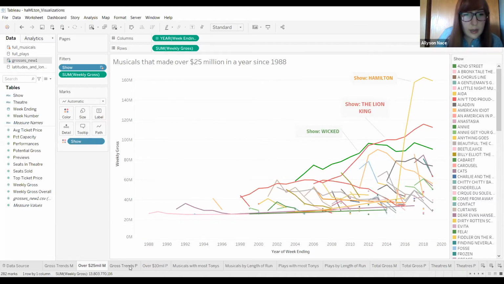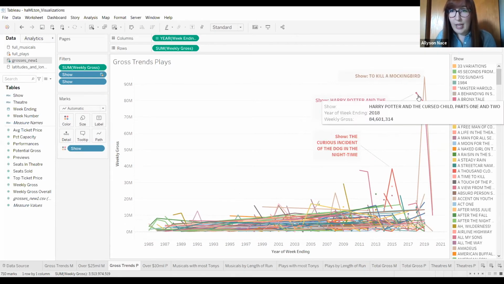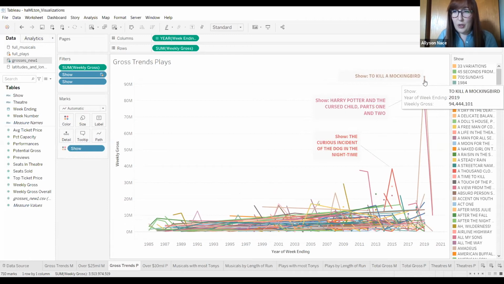So moving on to plays, because I know I'm running out of time. Plays, as you can see, do not gross as heavily as musicals. However, unless you are the Harry Potter play or To Kill a Mockingbird, you're doing pretty darn well, especially as plays are getting a little bit more popular.